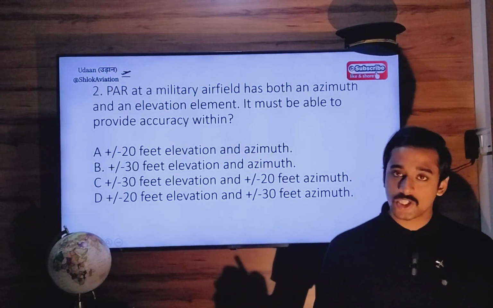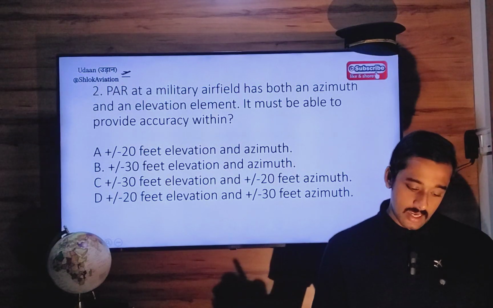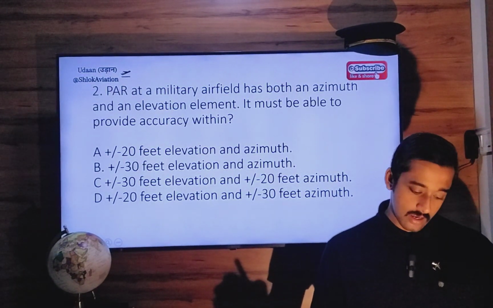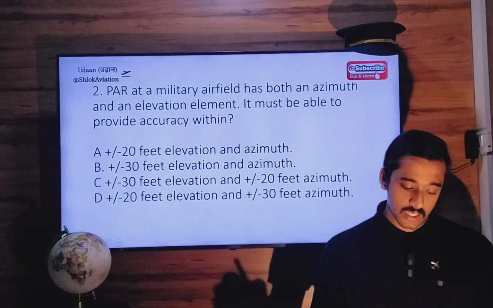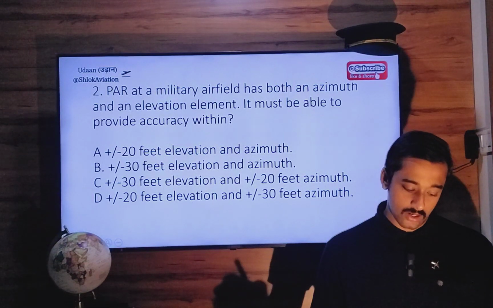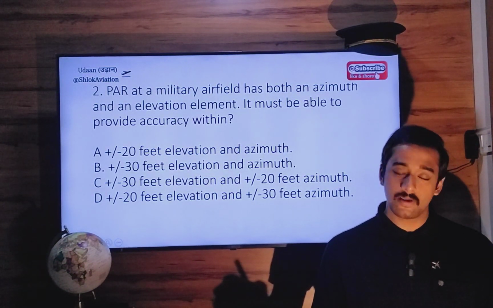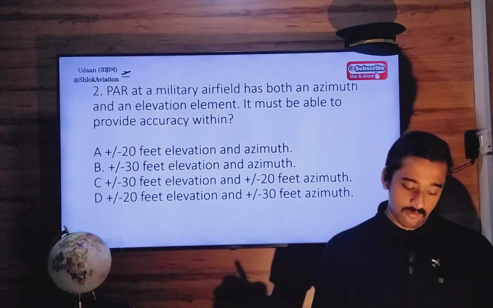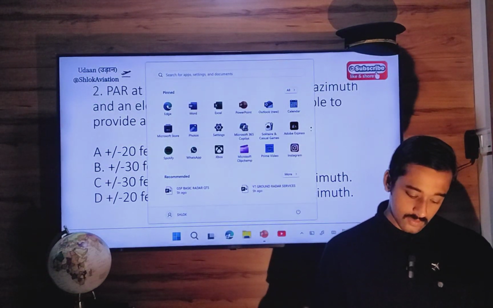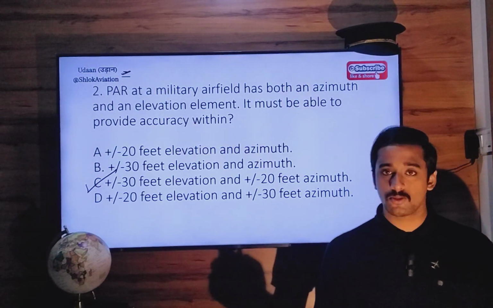Next, precision approach radar at a military airfield has both an azimuth and elevation element. It must be able to provide accuracy within what? Plus minus 20 feet elevation and azimuth; plus minus 30 feet elevation and azimuth; plus minus 30 feet elevation, plus minus 20 feet azimuth; plus minus 20 feet elevation and plus minus 30 feet azimuth. The answer is plus minus 30 feet in elevation and plus minus 20 feet in azimuth. Remember this fact.